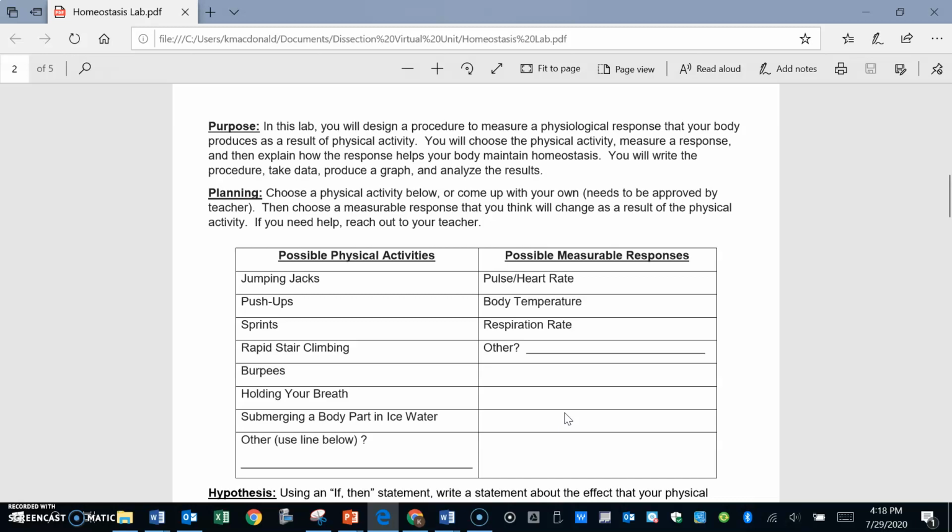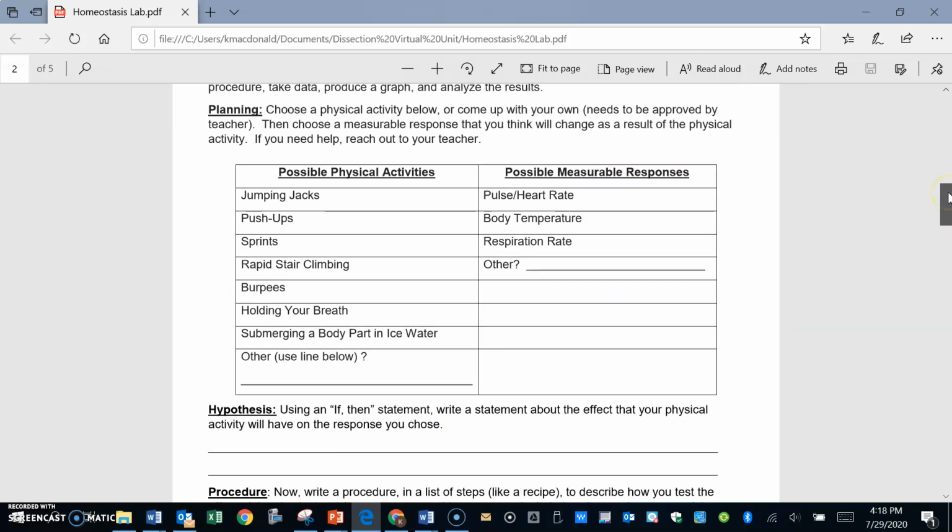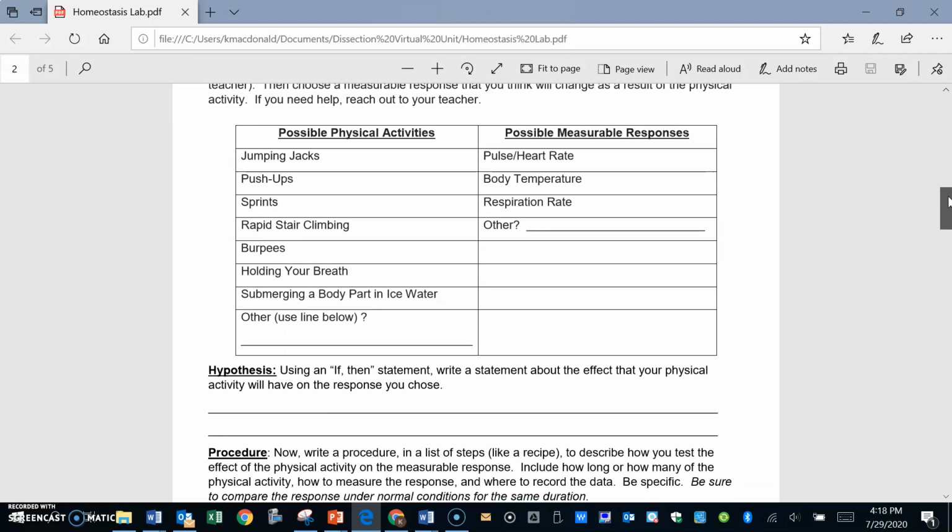In order to do this, you need some planning. First of all, you are going to choose your activity. You have possible activities here on the left: jumping jacks, push-up, sprint, stair climbing. Then you have to choose a measurable response that you think will change as a result of this physical activity. If you have problems, you can reach out to your teacher. These are possible measurable responses. If you have your own idea, you need to have it approved by your teacher.